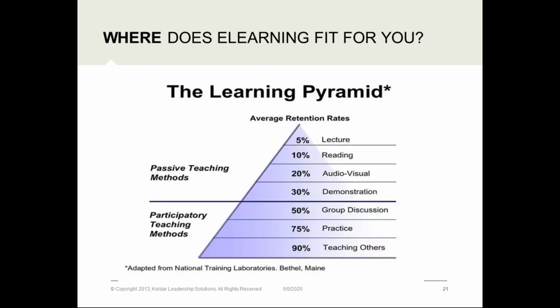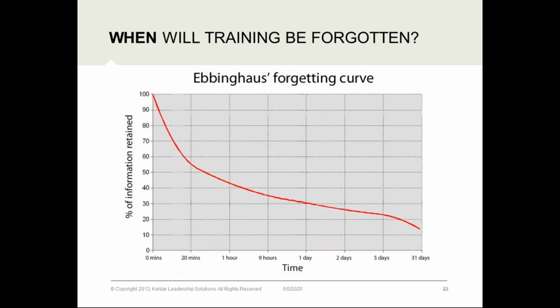So this just shows you that there are some particular ways of getting information that lend themselves to higher retention rates than others. So you have to get a little creative when you don't have the opportunity to get people together as easily. Another graph I wanted to show you as well is the Ebbinghaus forgetting curve.